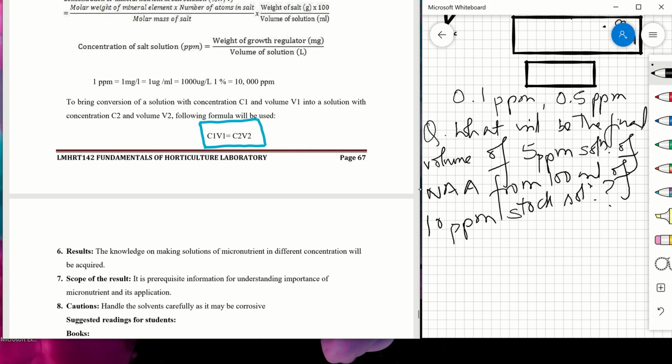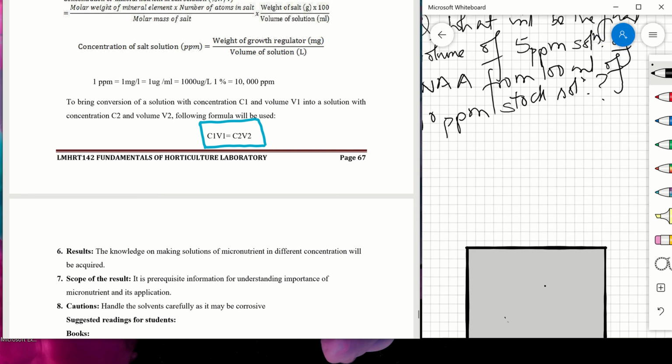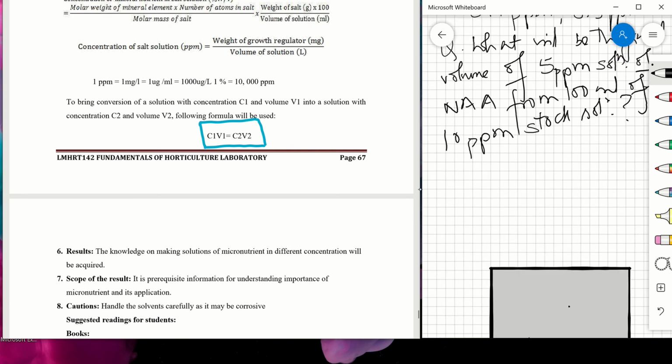So the question is, what will be the final volume of 5 ppm solution of NaA from 100 ml of 10 ppm stock solution? That means we are having one stock solution of 10 ppm, whose volume is 100 ml. From there we have to prepare a 5 ppm solution. So how much volume do we have to take from this stock solution to prepare a 5 ppm solution?